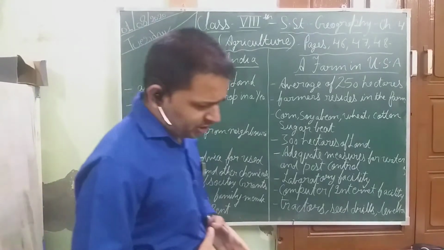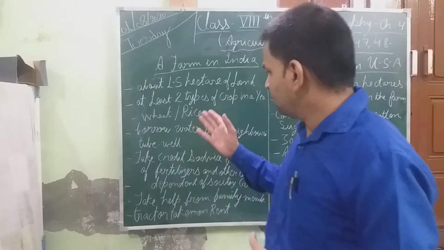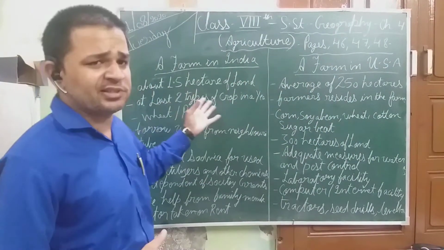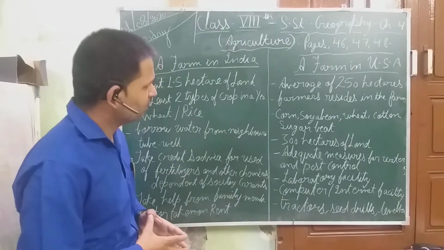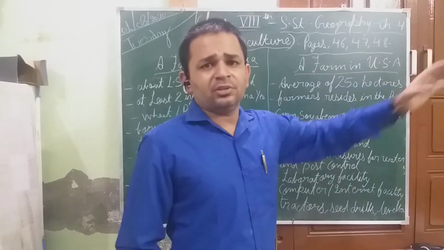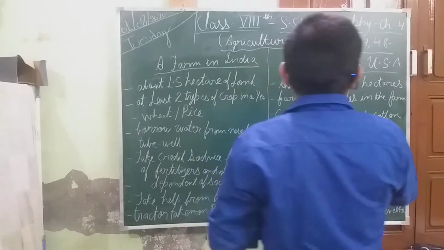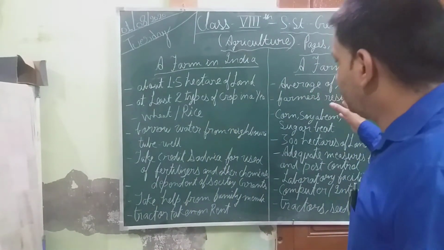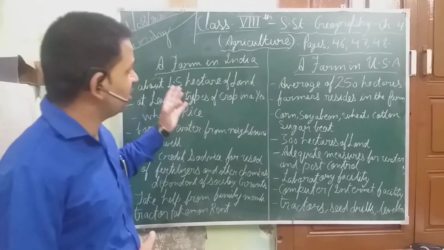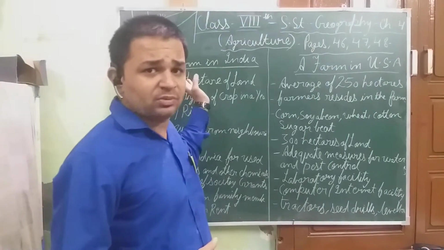This farmer is growing at least two types of crop in a year. Basically wheat and rice, the major food crops, and he's growing pulses as well. If we jump straight into the agricultural scenario of the states, USA, the average agriculture field there is about 250 hectares. So it's really a huge amount, almost 200 times this particular size.